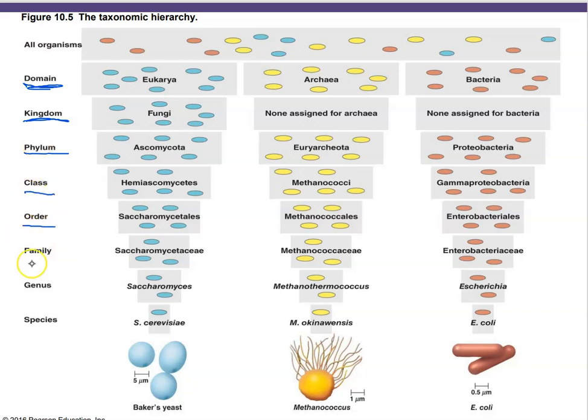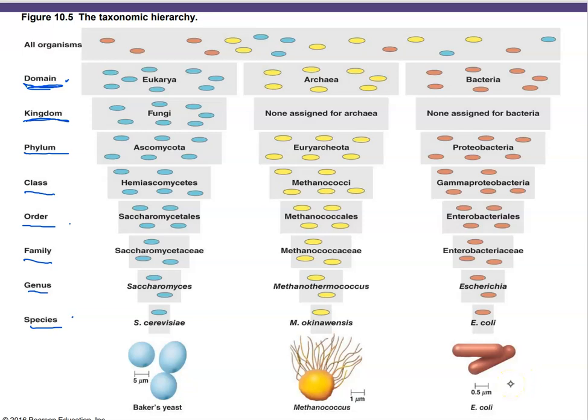The class, order, family, genus, species. So with the genus and the species, now we have our Saccharomyces cerevisiae, brewer's yeast, defined through all the levels of this taxonomic hierarchy. What you should know about it is we're starting out with domain, then kingdom, phylum, class, order, family, genus, species.